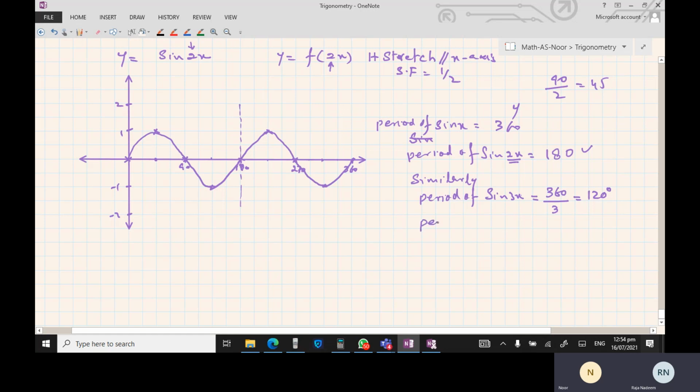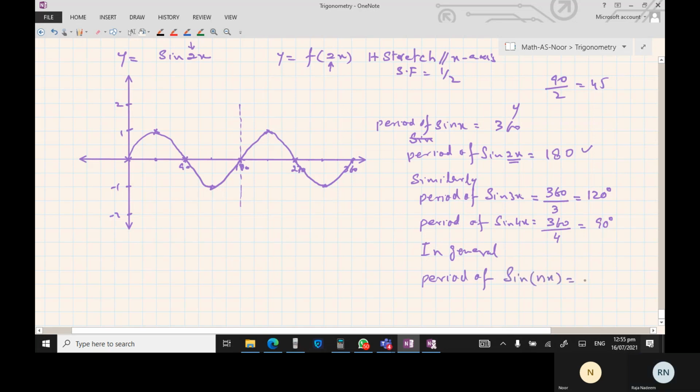Okay, so if I want to find the period of sine 4x, what I do is divide 360 by 4 and I'll get 90. So in 90 degrees, I'll get one cycle. From here, if I give you a general formula, in general, the period of sine nx would be equal to 360 over n.